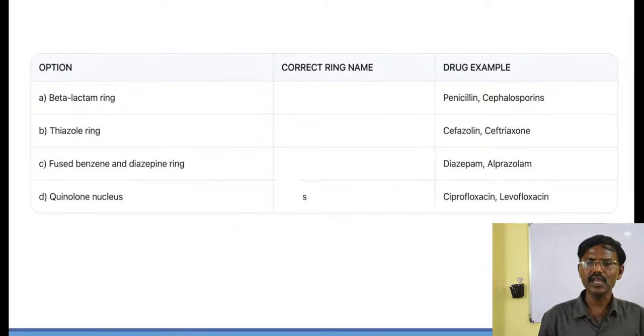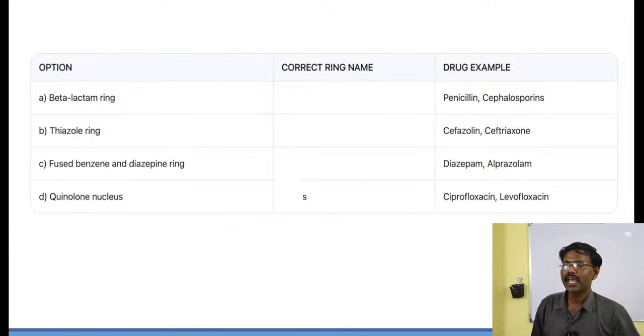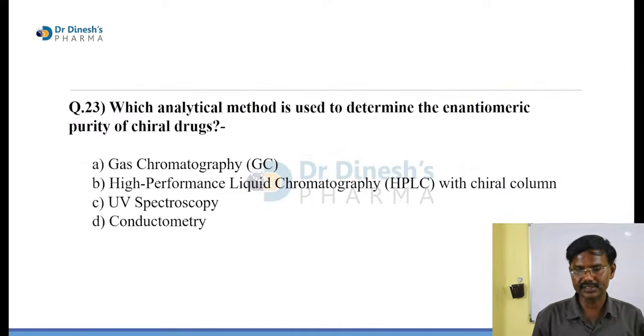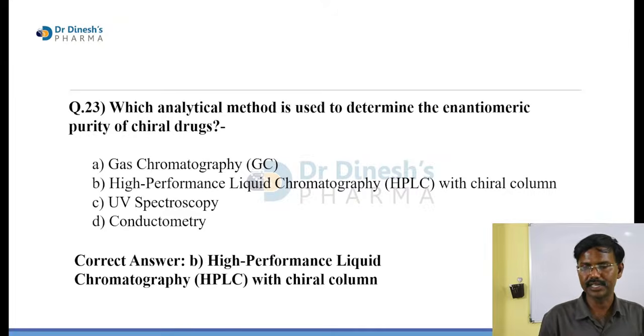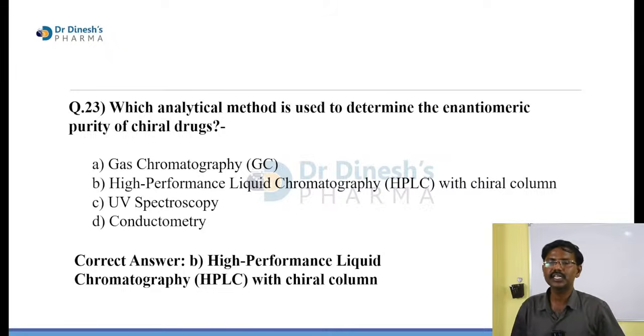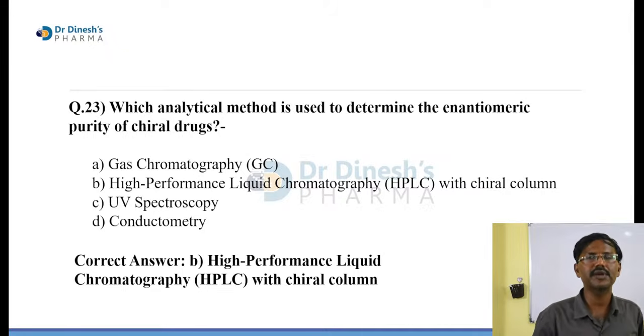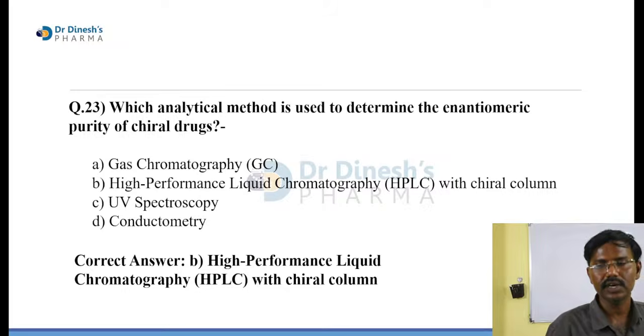Next. Which analytical method is used to determine the enantiomeric purity of chiral drugs? Gas chromatography, HPLC, UV spectroscopy, conductometry. Enantiomeric purity of chiral drugs, right? The right answer is HPLC. So here we use HPLC to get information about the enantiomeric purity of chiral drugs.